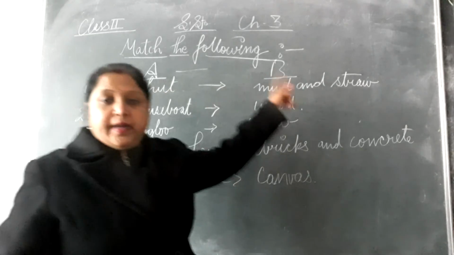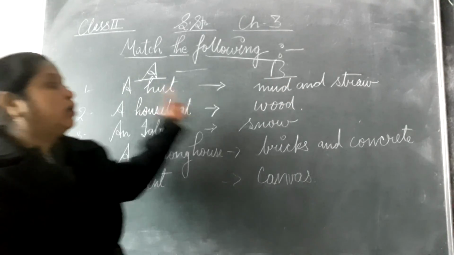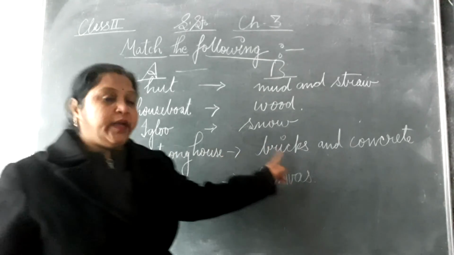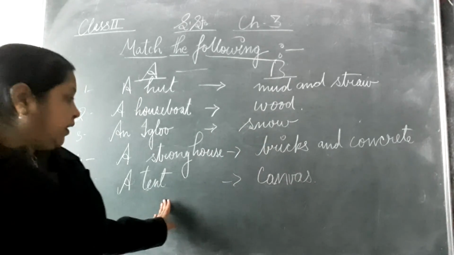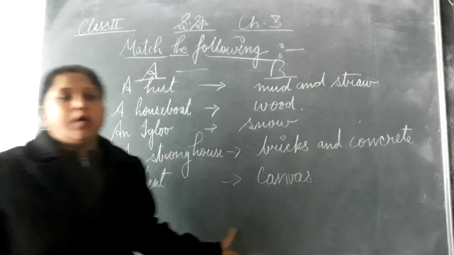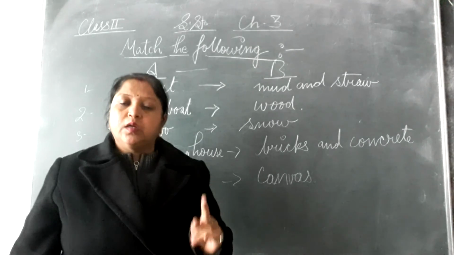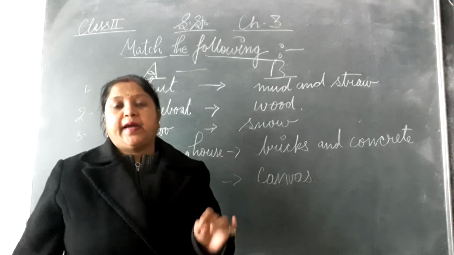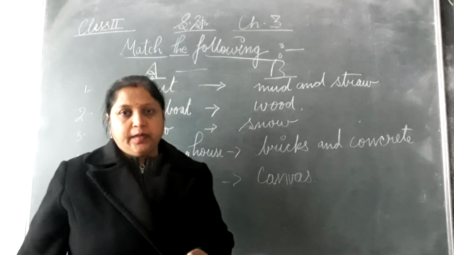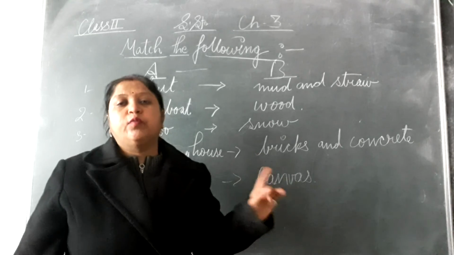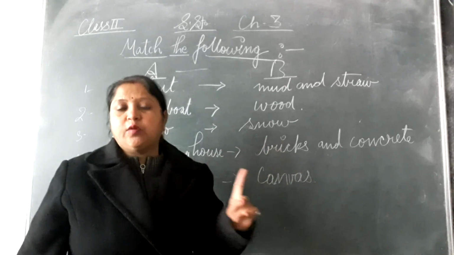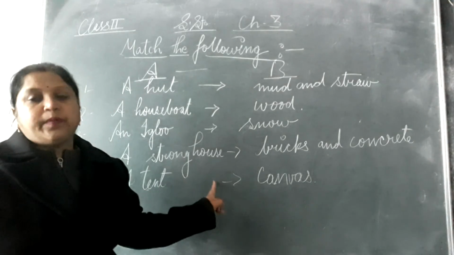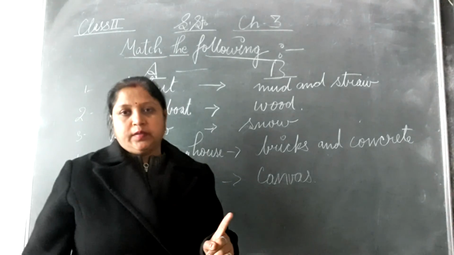Now, all of you speak along with me. A hut, mud and straw. Houseboat, wood. Igloo, snow. Strong house, bricks and concrete. Tent, canvas. Understand? All of you learn match the following from your book and write it in rough copy. It is your homework. Learn and write match the following from chapter 3 and do it in rough copy. No need to write in fair copy. Aapko SST copy mein nahi karna hai. Dhyan se sun lijiye. Understand? Aapko isko rough copy mein likh ke yaad karna hai. It is your homework.